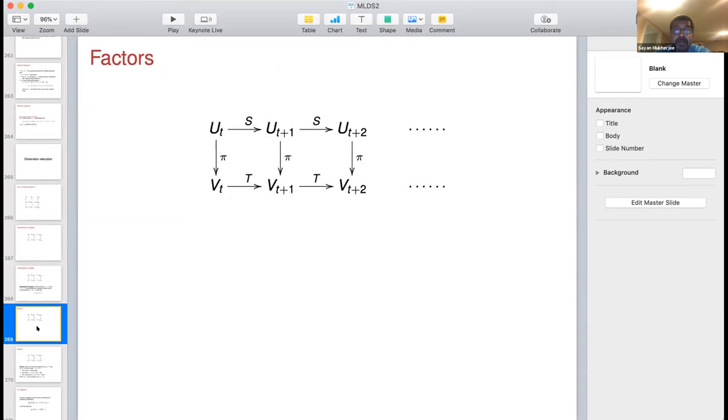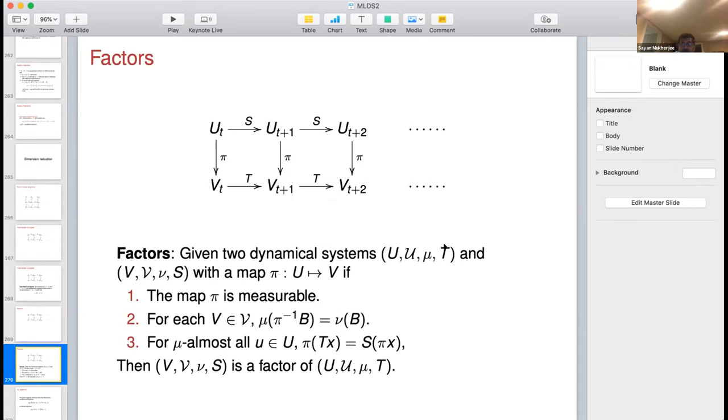Now, what's a factor map? If I have two systems, T and S, and there's a map pi from U to V, if this map pi is measurable, if for each V you look at the image of pi and B, you have this measure preserving property, for mu almost all U, you have this property in terms of the maps. Then V is a factor of U.